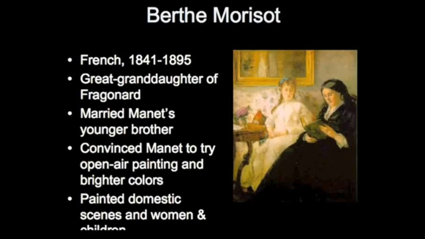She married Manet's younger brother, and she convinced Manet to try open-air painting and using brighter colors. If you recall, as we went through Manet's paintings, they went from darker to much brighter as he went along. And she painted domestic scenes and scenes with women and children in her paintings, like the one we see here.